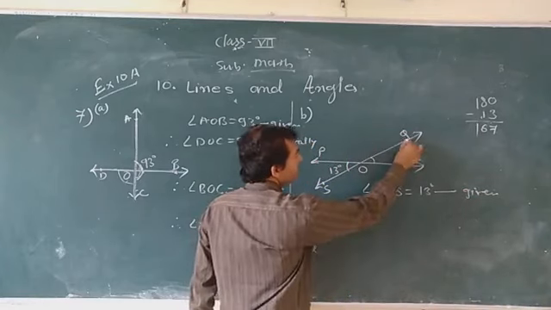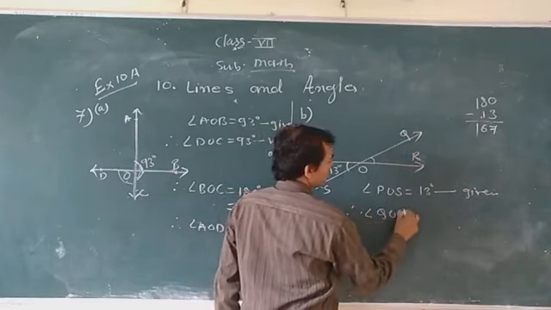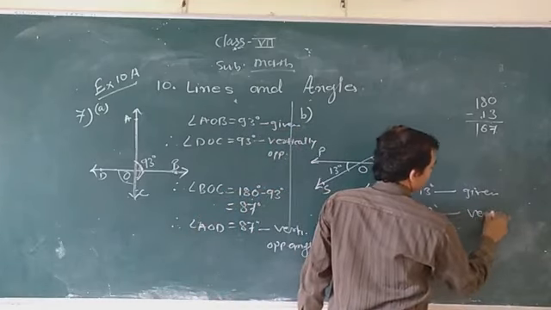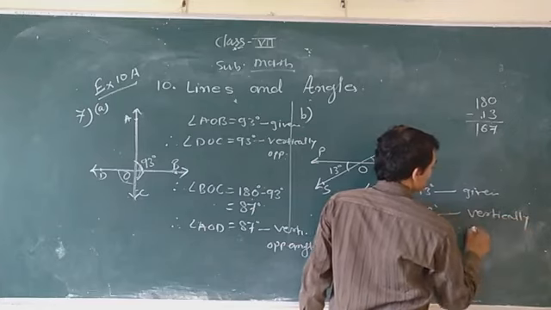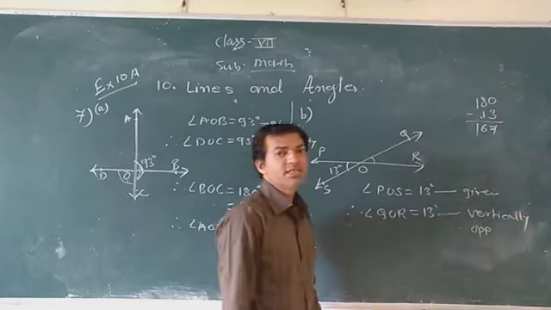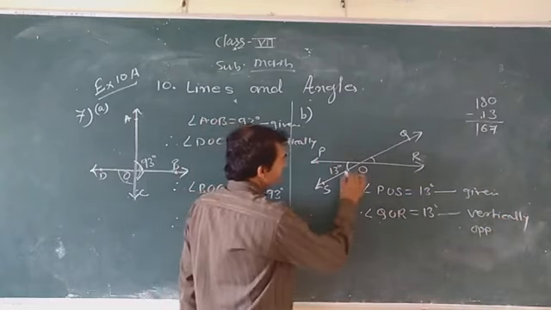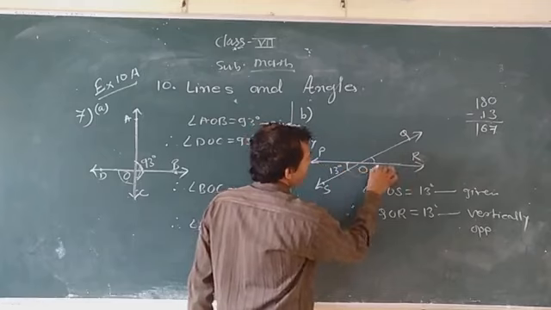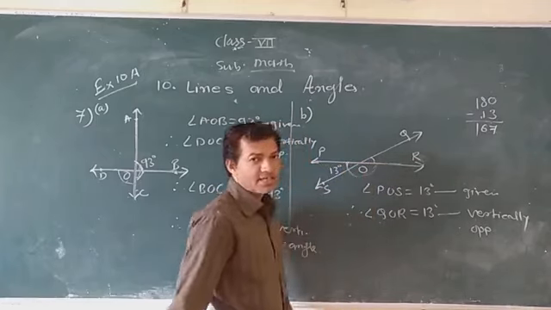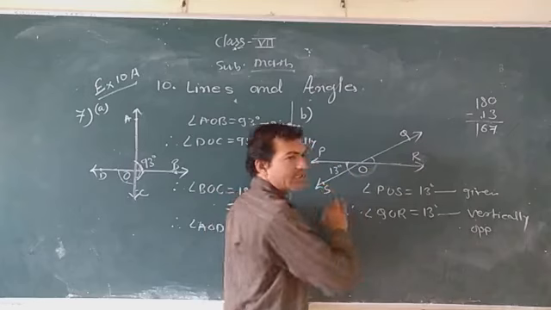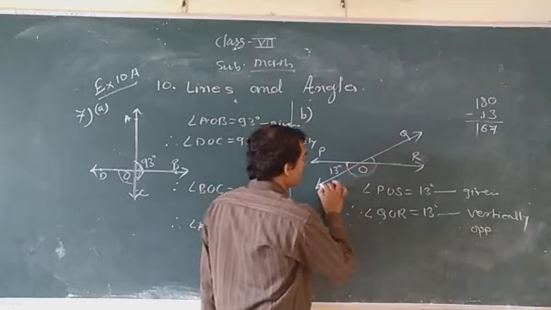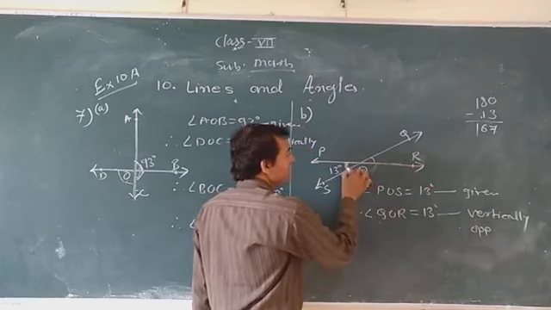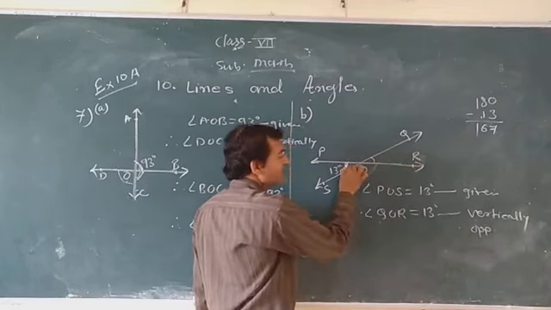Therefore angle QOR is equal to 13 degree, because vertically opposite angle. Next one: this is the straight line, and this whole angle is a straight angle. The measurement of the whole angle is 180 degree. So you have to find the measurement of this angle only, SOR or ROS. This is 13 and the total is 180. So you have to subtract 13 from 180.